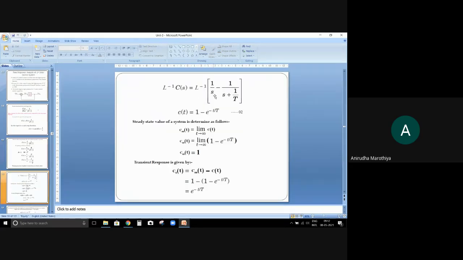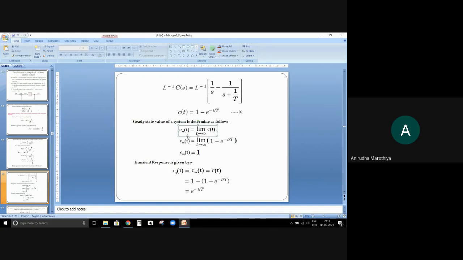So if you apply the logic here, Laplace inverse of 1 by s is going to be 1, and Laplace inverse of this particular term is going to be equal to e to the power minus t by T. And suppose you're interested to determine the steady state value, or you can say transient value, then we can apply these mathematical formulas.